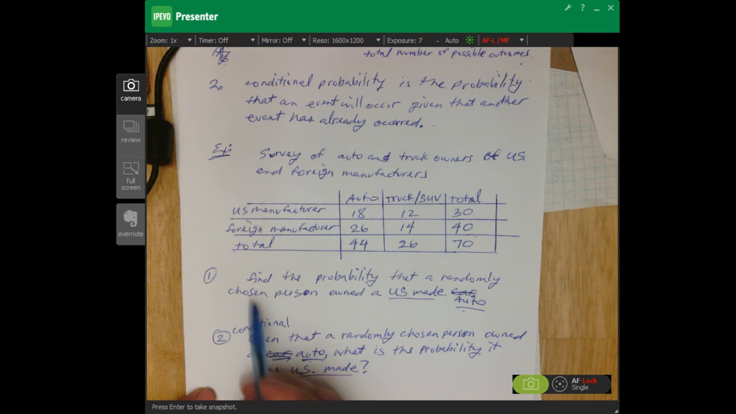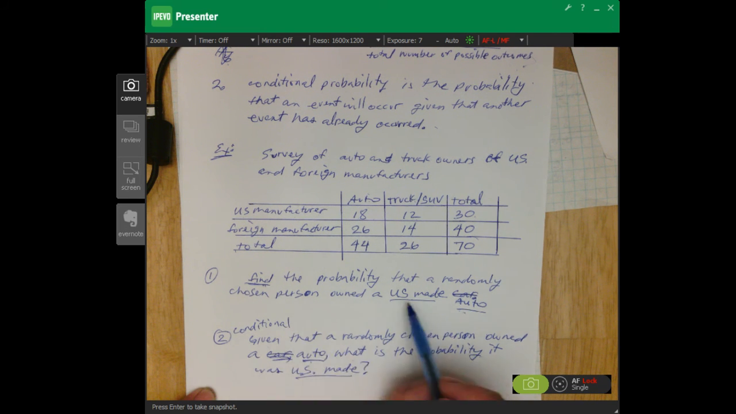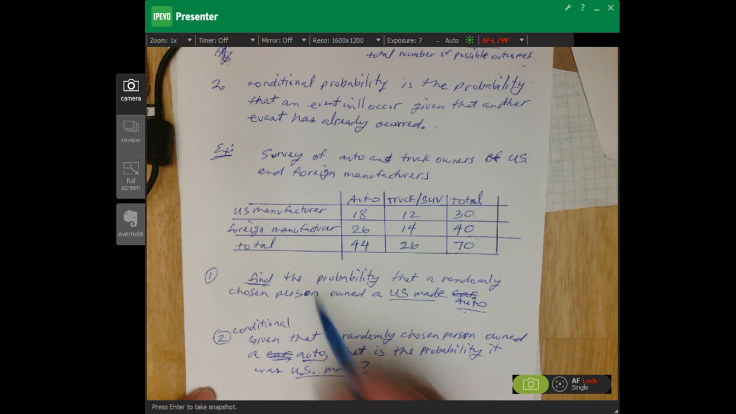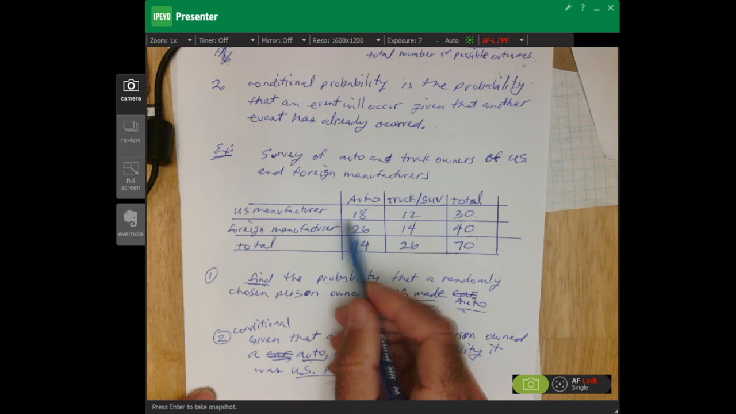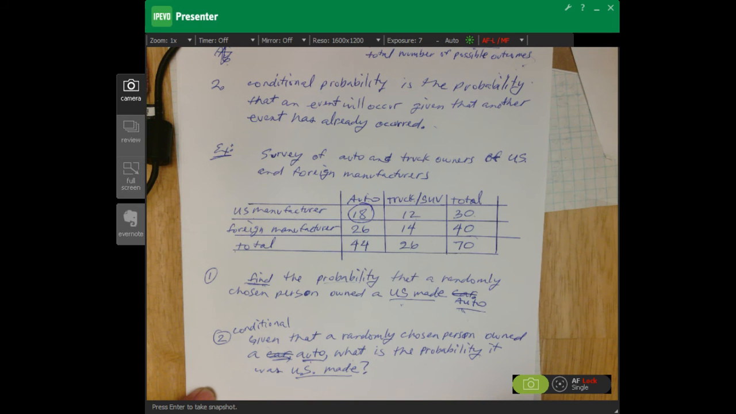If you look at where it says find, that's where the question starts. So everything after this is the question. What are we trying to find? We're trying to find the probability that it is U.S. made and it is an auto. So if we look at this, manufacturer, U.S. made, auto, 18, right?